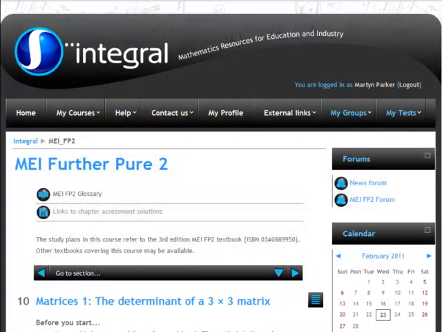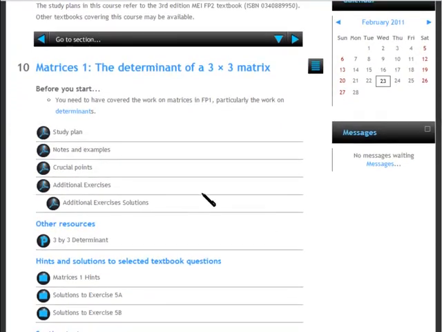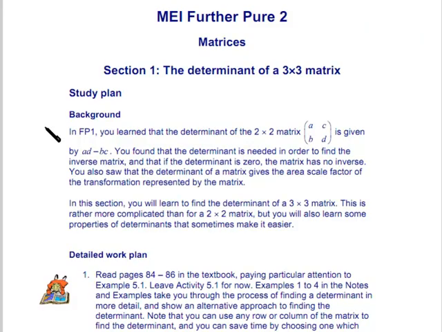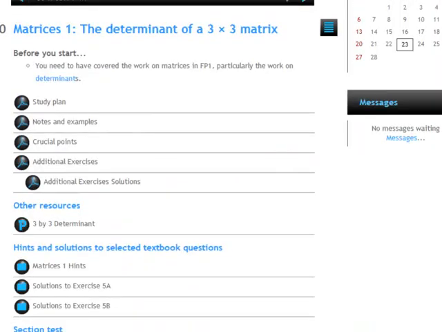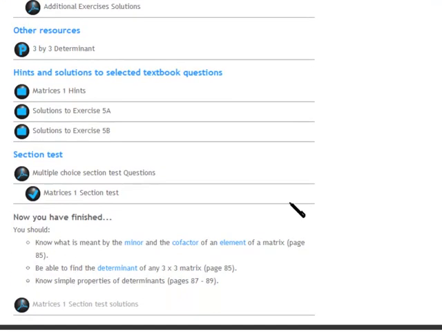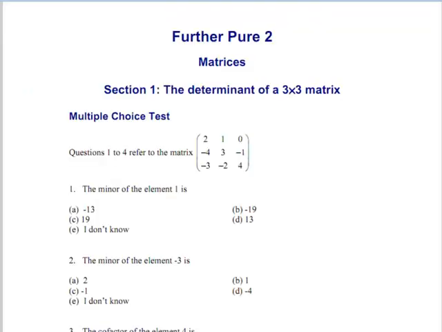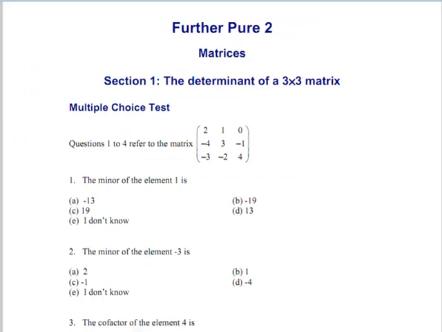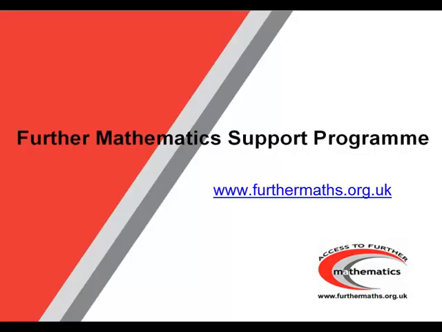All of this links in with the integral resources which are there to support your study, including the study plans, which detail the work you should carry out independently, the multiple choice tests that you're asked to complete, when appropriate, after each session. If you'd like to get involved with an online tutorial, then please follow the indicated link.